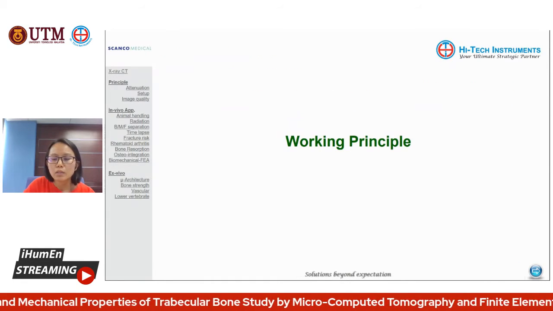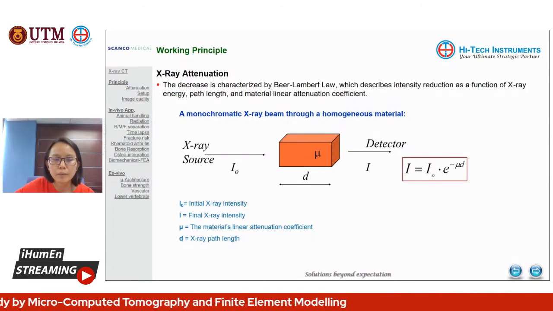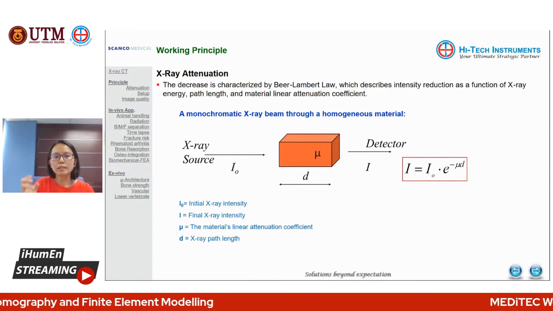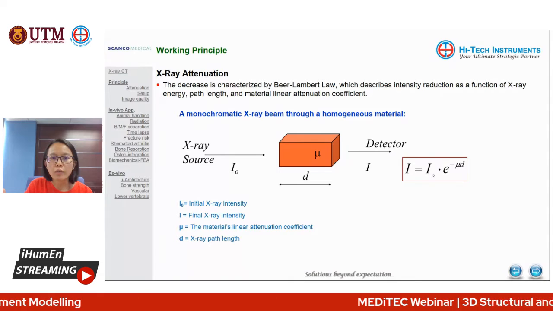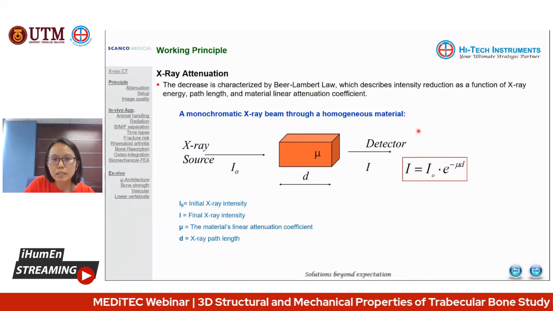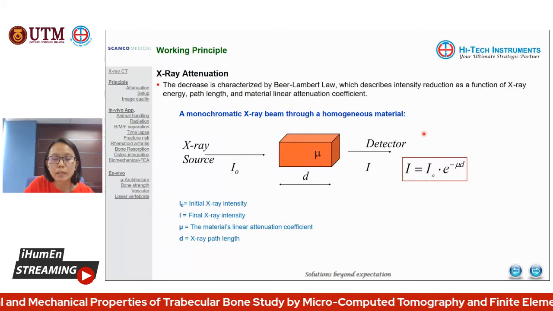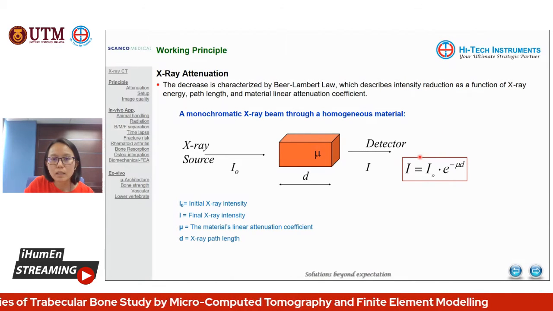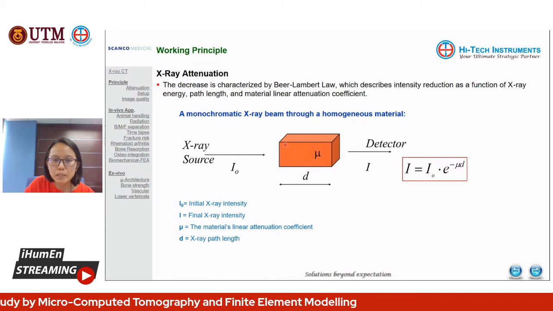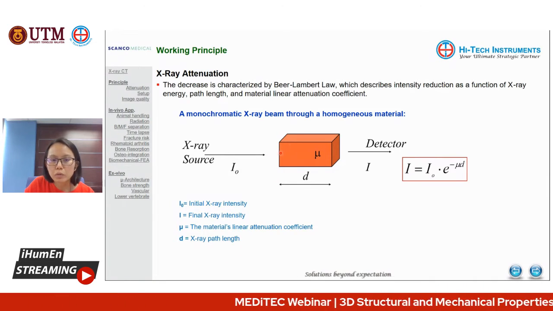So let's move on to the working principle of X-ray attenuation here. Attenuation means the decrease of the intensity of the X-ray. The X-ray attenuation itself can be simplified into a Beer-Lambert law like this. This represents only a homogeneous material, only one material with this thickness of homogeneous material. So you can derive this simple formula here.